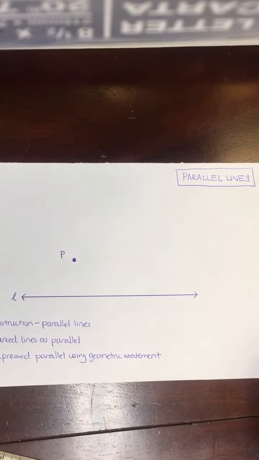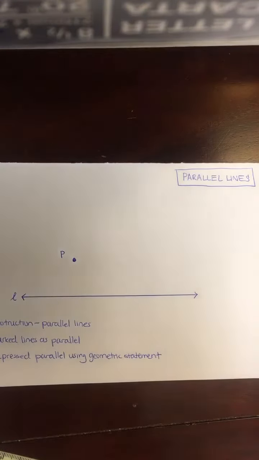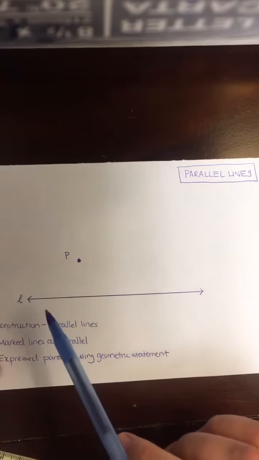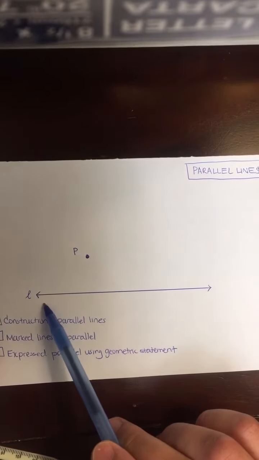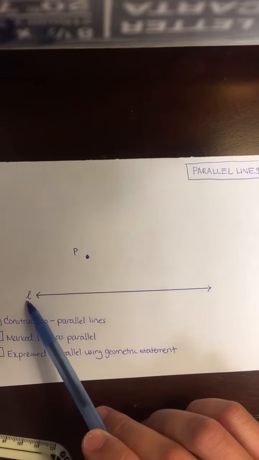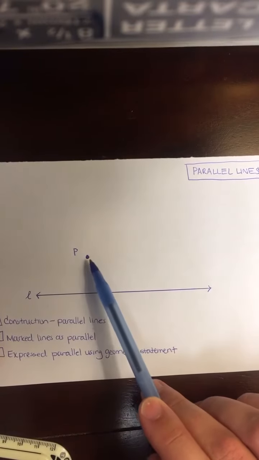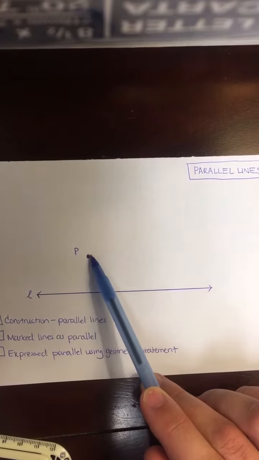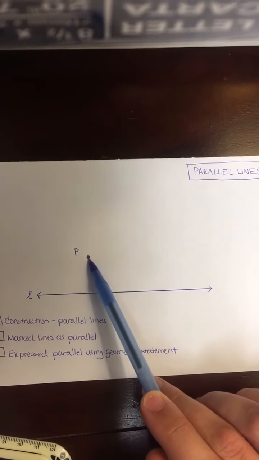All right. So, in this tutorial, we'll be talking about parallel lines. And basically, we are given a line. Here you can see that we're given line L. And then we're also given a point that is not located on that line. And in this image, we're given point P.